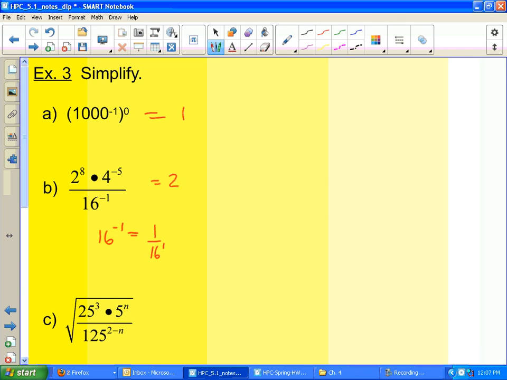So in this one, leave the 2 and 8. It's already positive. Leave it where it's at. But these next two, this is where I can kind of simplify my life a little bit.